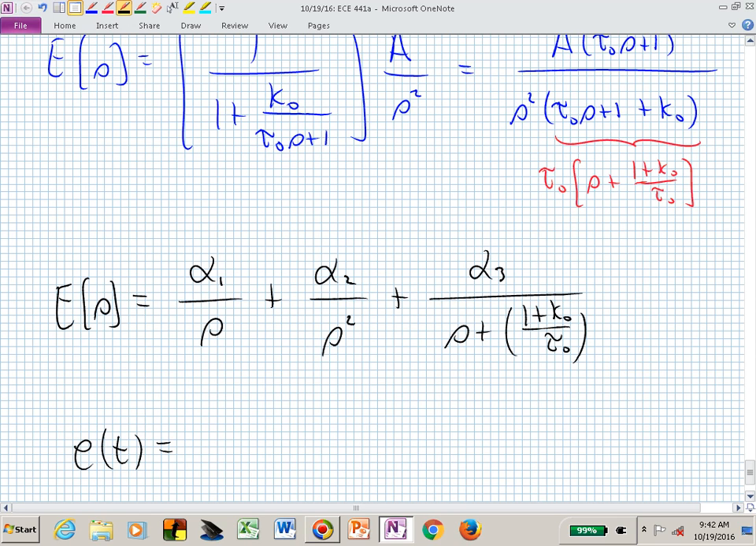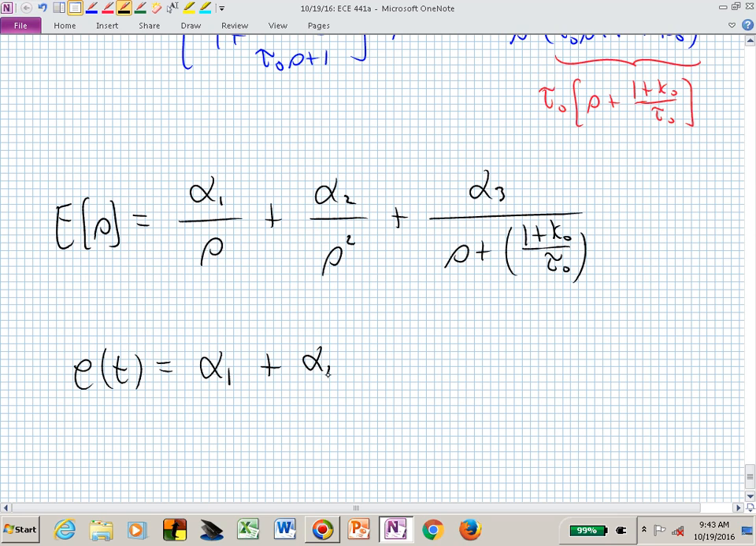If I inverse Laplace transform alpha 1 over s, and if you get that on a job interview, you better be able to inverse Laplace transform alpha 1 over s. That's just alpha 1, right? What's the next one? That's alpha 2 times t. And what's the last one?